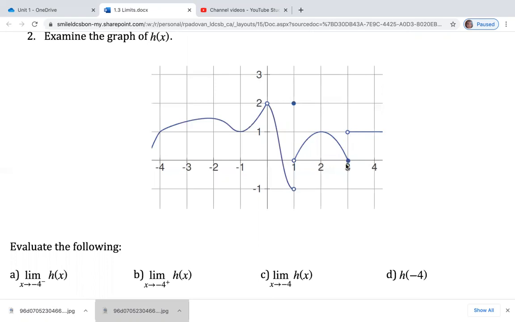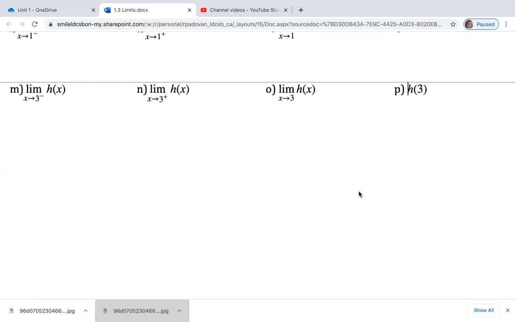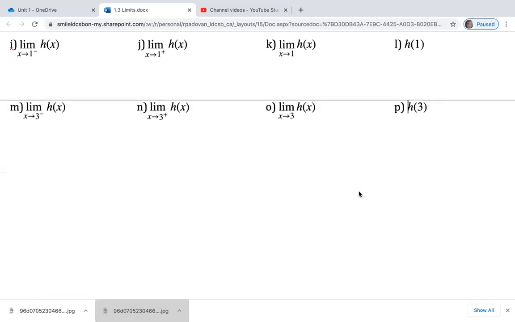What about h at exactly 3? H at exactly 3, don't forget, we don't include the open hole. We have to include the closed hole. So the y value at exactly 3 would be 0. Okay, let's fill that in. And then we'll see how you guys do with the homework from the textbook.